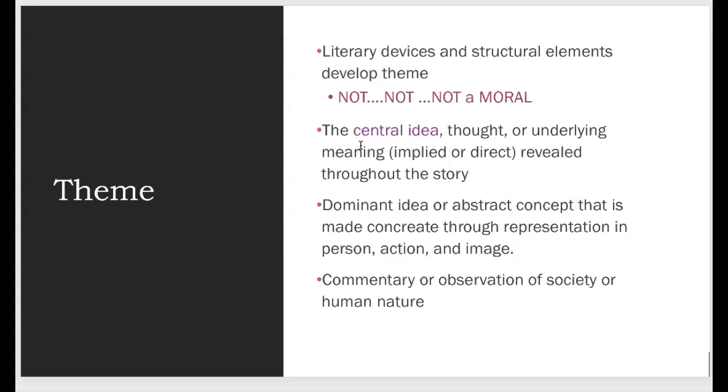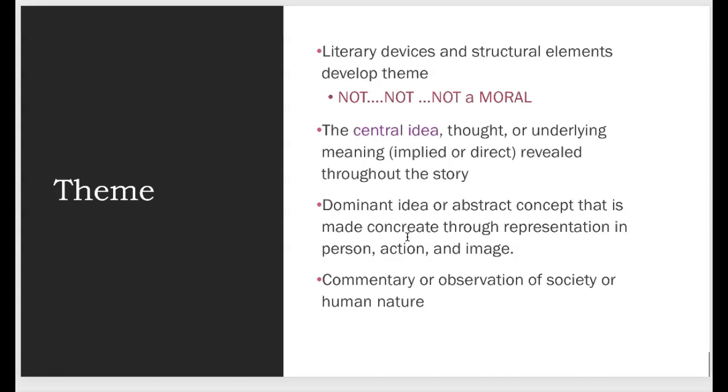It's this dominant idea that's made concrete through a representation of a person, an action, an image. And a lot of times that commentary or observation of human nature or society is largely dependent on you and how you read the story, what you bring to it, and what you get out of it. For example, I might read something completely different than you because my experiences, my reading, my interests are different than yours. So there's not always one specific meaning made throughout the story. I will say, however, you have to be able to prove that that meaning is valid through the text and through your analysis.